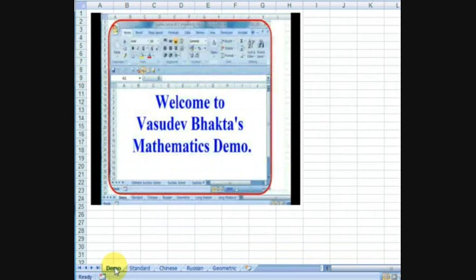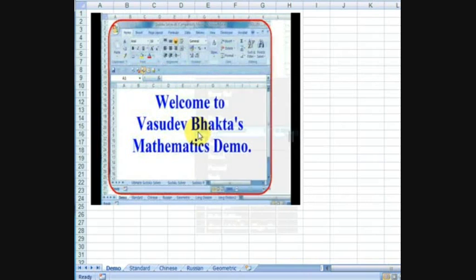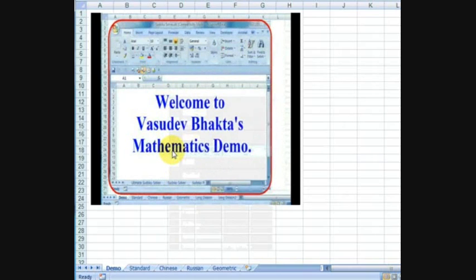Let's start with the basics of the Demo tab. To play this demo here, just right click on the demo and click play. This will play the demo. To pause the demo at any stage, just right click again and click play.